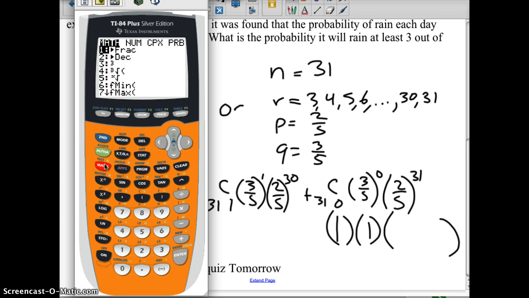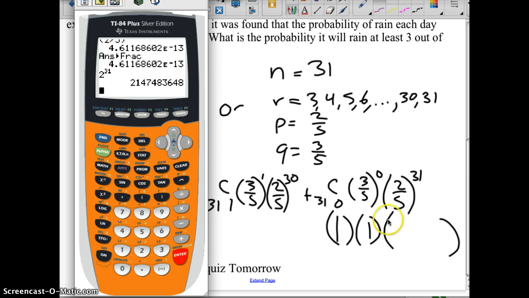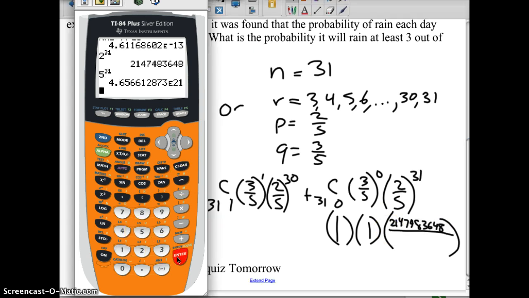If I try math frac, I can turn it into a fraction, and it won't do it. The only way to get a fraction with these huge exponents is to do it like 2 raised to the 31st. All right, there we go. We've got a huge, long number, right? So I have 2, 1, 4, 7, 4, 8, 3, 6, 4, 8 over, and hopefully it won't give me this in scientific notation, 5 raised to the 31. It's in scientific notation.